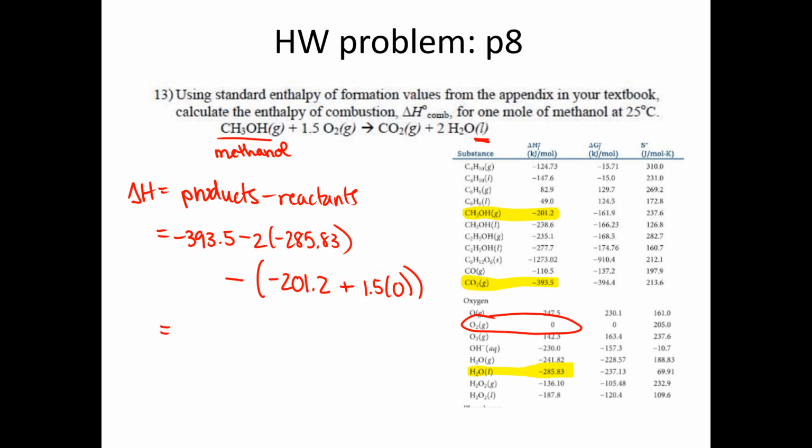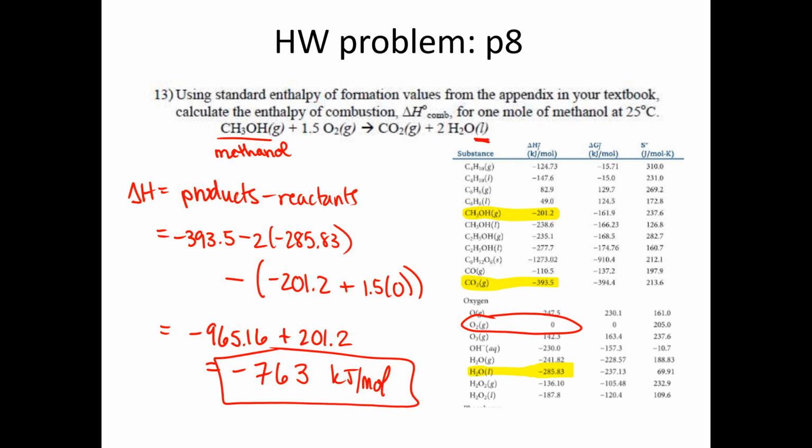So if we plug this in our calculator, 285.83 times 2 plus 393.5. It looks like you've got negative 965.16 is the sum of the delta H's for your products. And if you subtract from that the reactants, so you're subtracting a negative, so that turns into a positive. So make sure you're just being careful with sign, because sign really matters in thermo, okay? So it should end up being negative 763 if I did my calculations correctly there.